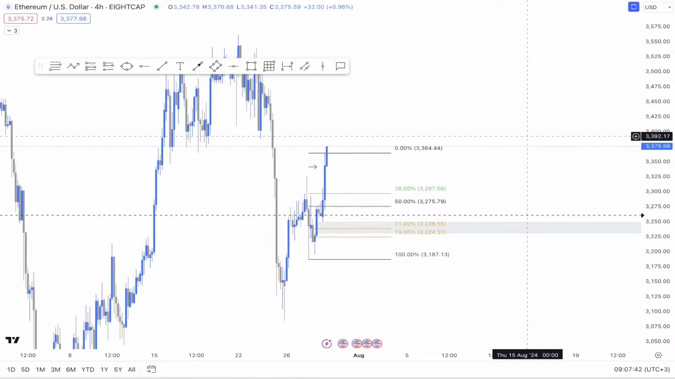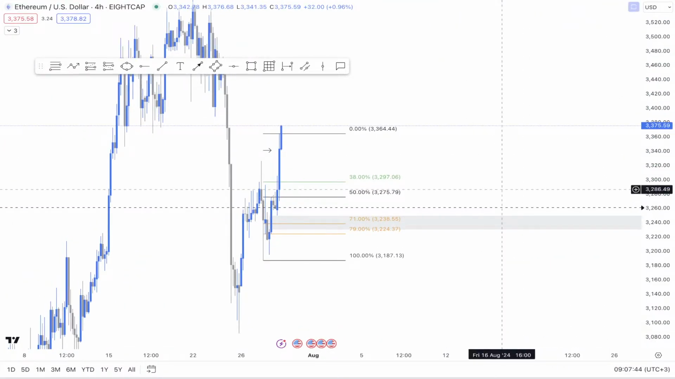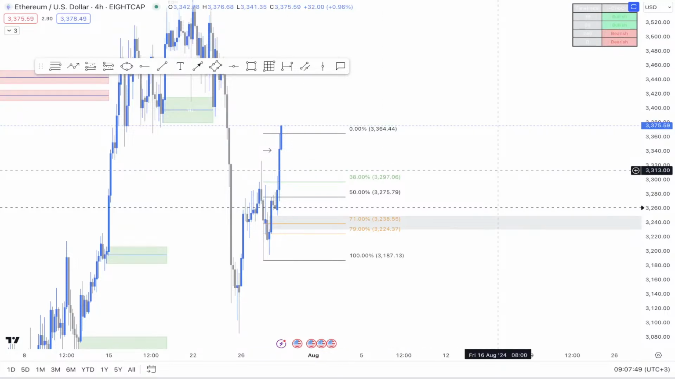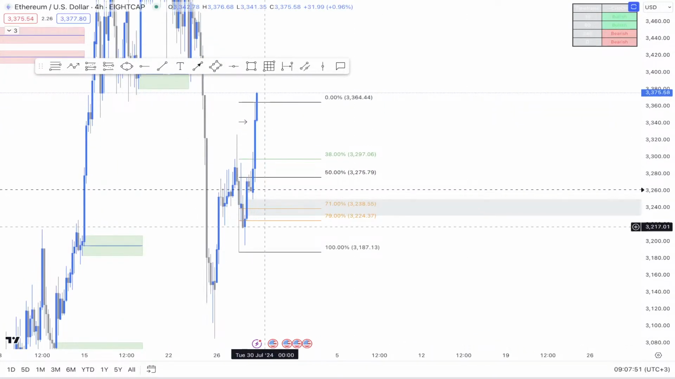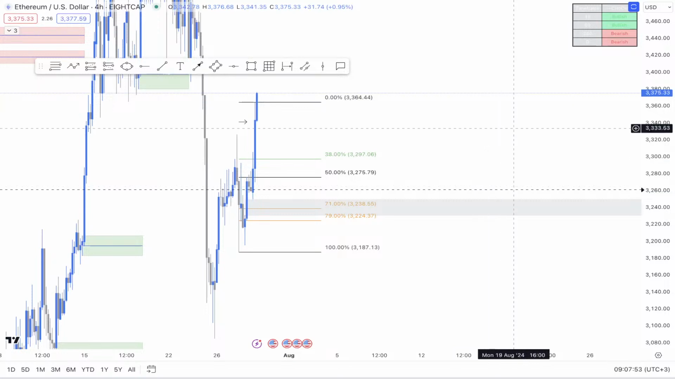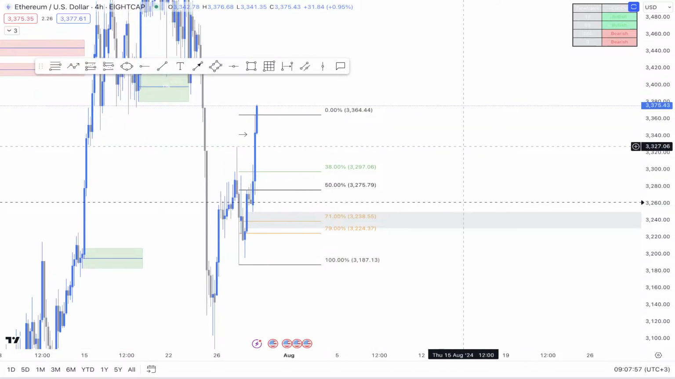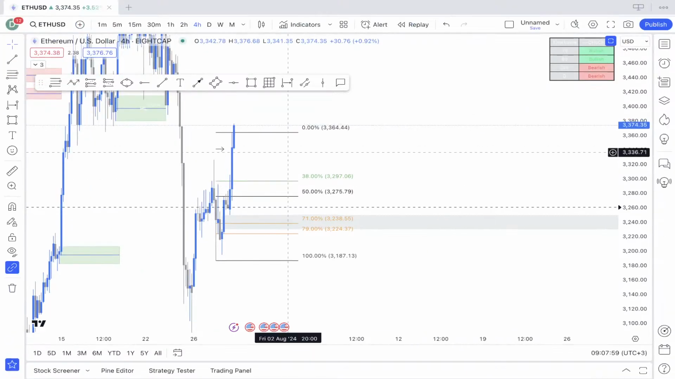Right here on Ethereum, we have a bullish opportunity. Okay, we have this textbook break towards the upside. Imbalance was left behind. We have this fair value gap lining up perfectly with the point of interest. And now the last step would be for us to wait for our final confirmation, which is a corrective pullback.